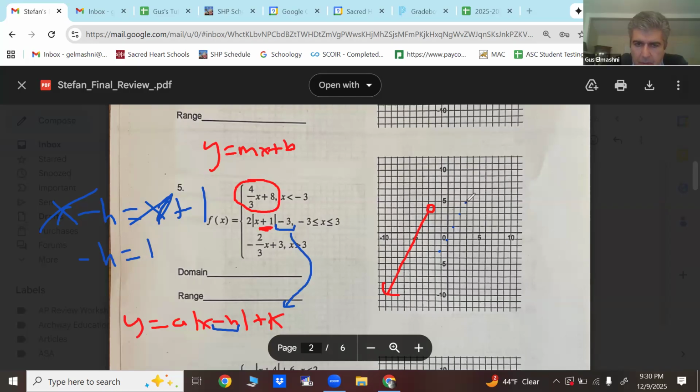Put in 3. Yeah, you get 5. Okay. And the next one, if you plug in 3, you get 1.